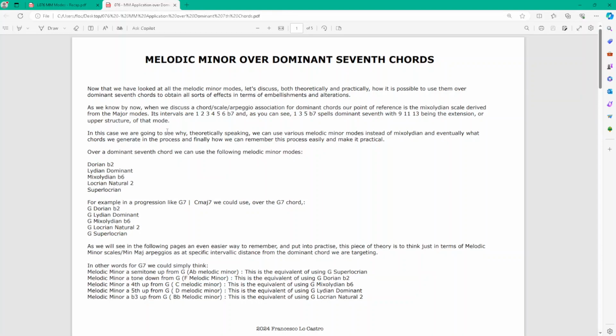In this case, we're going to see why, theoretically speaking, we can use various melodic minor modes instead of Mixolydian, eventually what chords we generate in the process, and finally, how we can remember this process easily and make it practical. Over a dominant 7 chord, we can use the following melodic minor modes: Dorian flat 2, Lydian dominant, Mixolydian flat 6, Locrian natural 2, and Super Locrian.